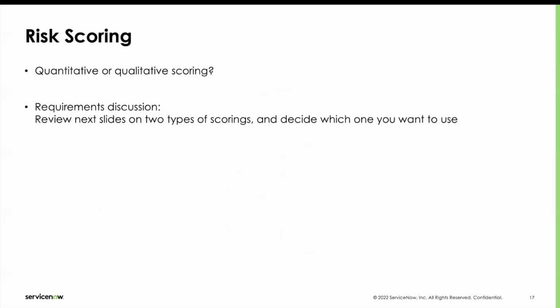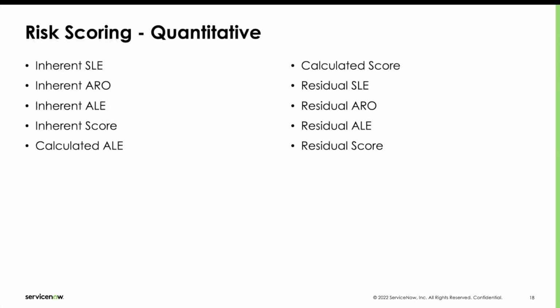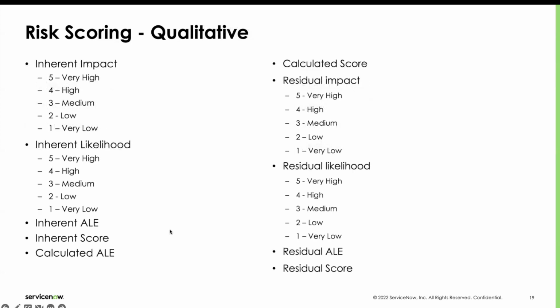Now, risk scoring. There's 2 ways to look at risk scoring here on the Now platform, and that is in terms of quantitative or qualitative scoring. Now, quantitative scoring is going to be things like looking at your single loss expectancies or your annual rate of occurrence, or even things like your inherent average loss expectancy. While qualitative data is going to be looking at things on a scale of 1 to 5.